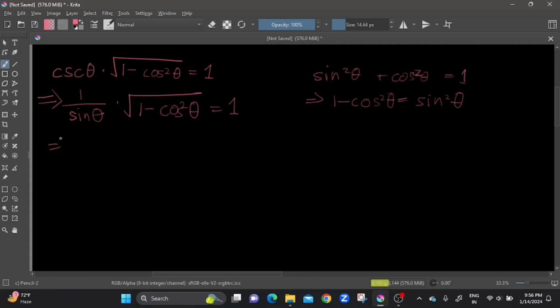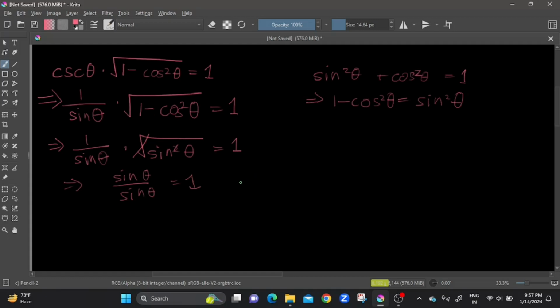Right. So in the next step, we change this to 1 by sine theta times root of sine square theta is equal to 1. Now this is a square and this is a square root, so obviously we're going to cancel them out. And we're just going to get sine theta by sine theta, which is equal to 1. And x by x of anything is just 1, right? So we get 1 is equal to 1 here. Plain and simple, easy problem. Now let's make things a little bit more tricky with the next problem.